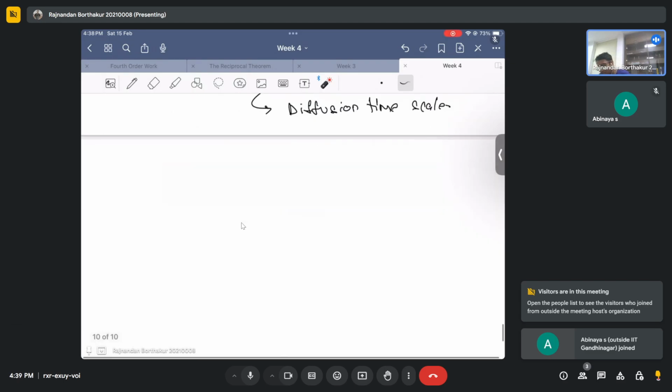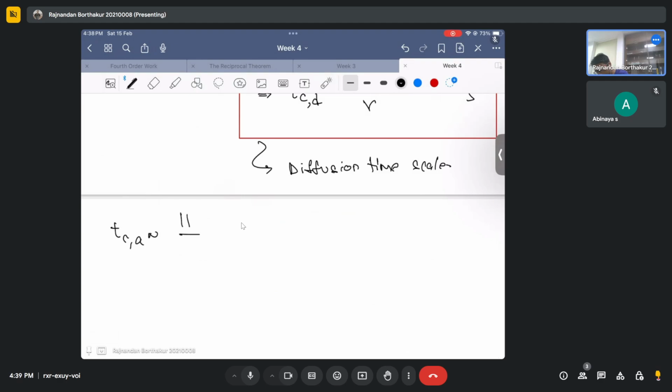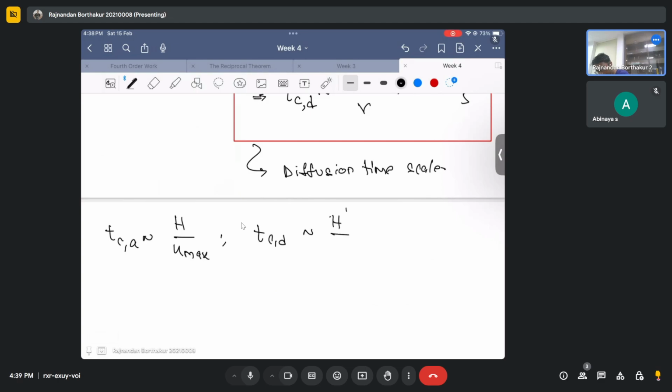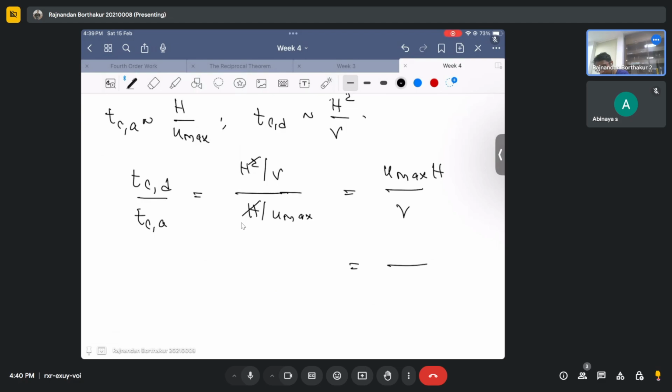For that, we'll take the ratio of these two scales, because ultimately we just need the scale for just one variable. So my advection time scale is H by u max, and my diffusion time scale is H squared by nu. Let's take the ratio of my diffusion time scale to the advection time scale. This is H squared by nu divided by H by u max, and this H and H would get cancelled. This means I have u max H by nu, and if I write nu in terms of the dynamic viscosity, it just becomes rho u max H by mu.